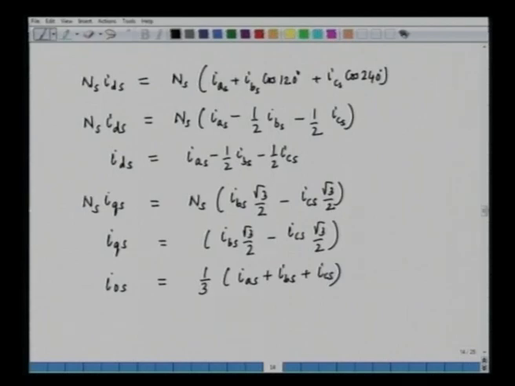Now, when we transform the ABC into DQ axis machine, we can get IDS, IQS and IOS. In addition to that, we always aim that this transformation will not alter the parameters of the original machine. Actually, the parameters are all given per phase of the actual 3-phase machine, and when we transform this, the per phase parameters should not change. So, the objective here is that while transforming, we keep the per phase exactly the same.